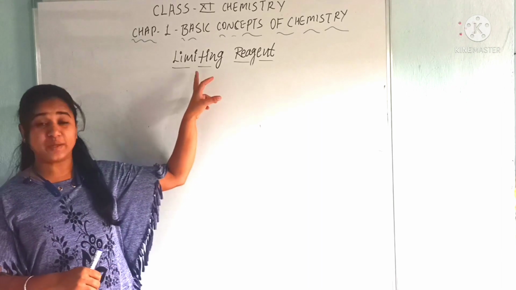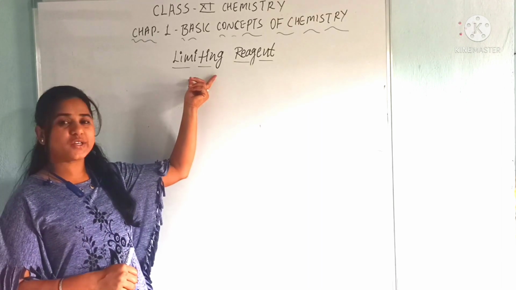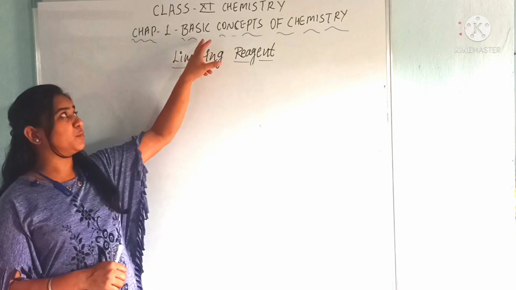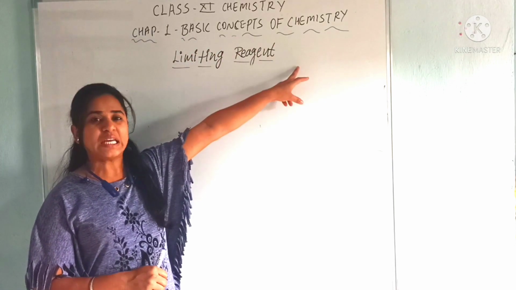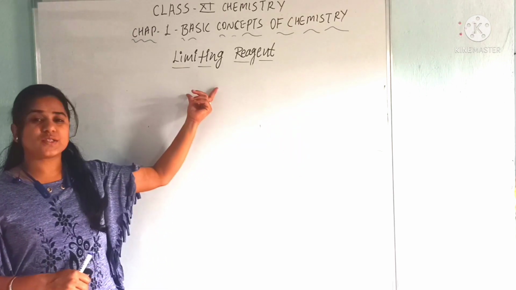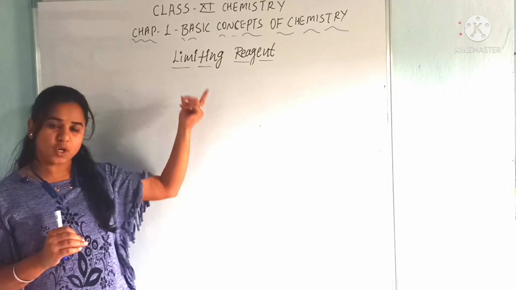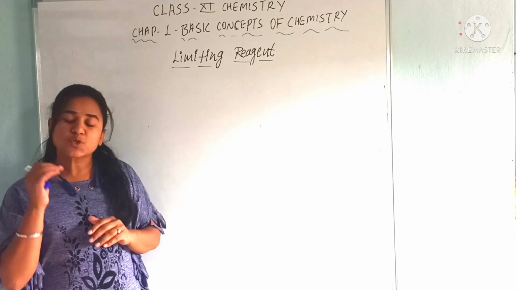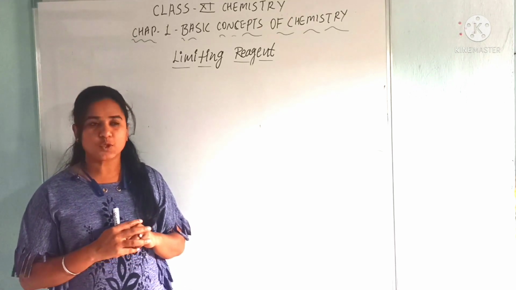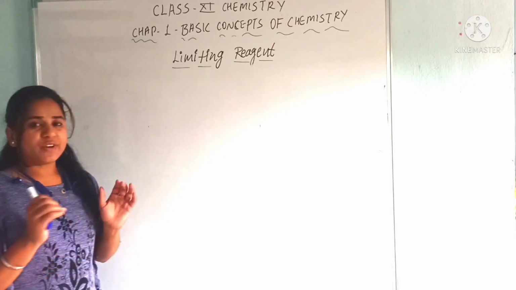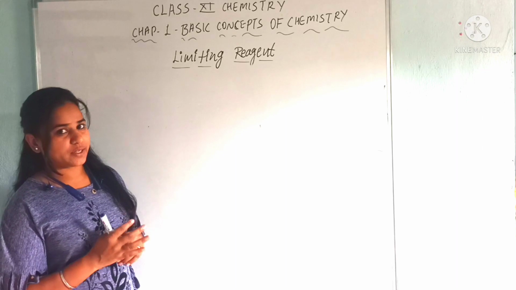Today I am going to share how to solve problems related to the limiting reagent. Limiting reagent is a topic related to class 11th chemistry, chapter number 1, basic concepts of chemistry. Though limiting reagent is a very easy topic, when it comes to solving problems, some students might face difficulty with questions related to the limiting reagent. So first let's see what the limiting reagent is.